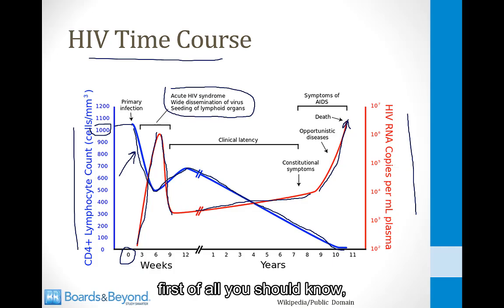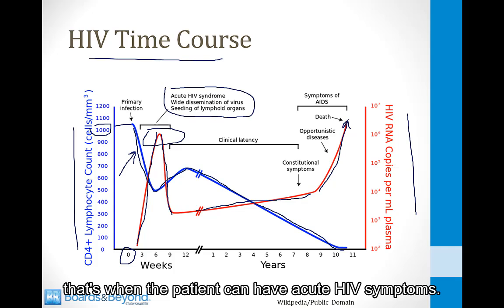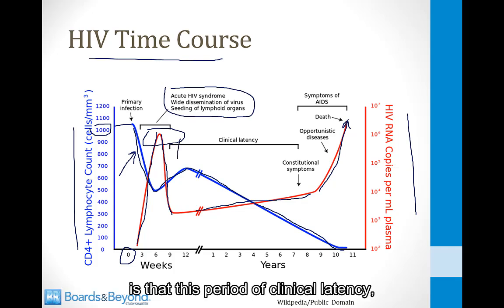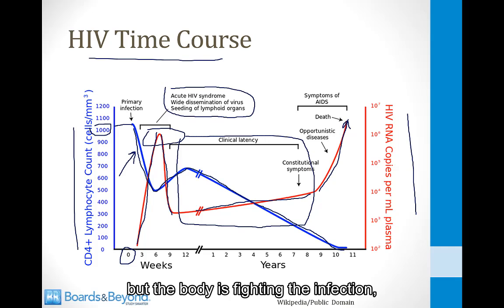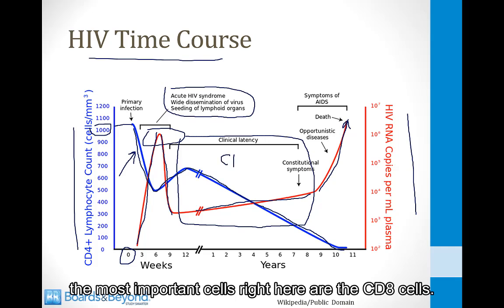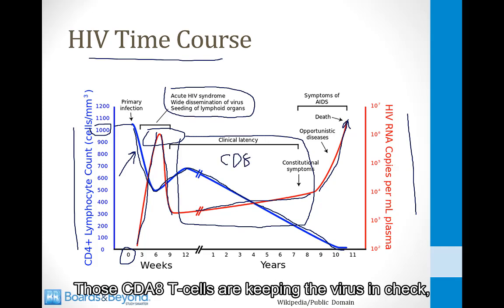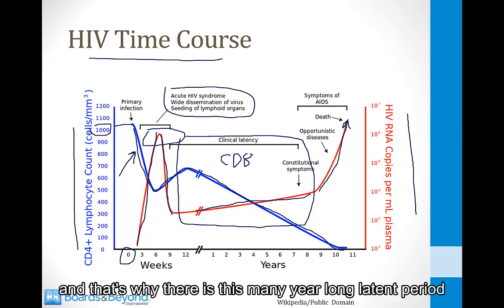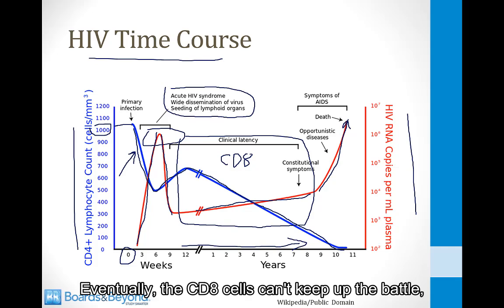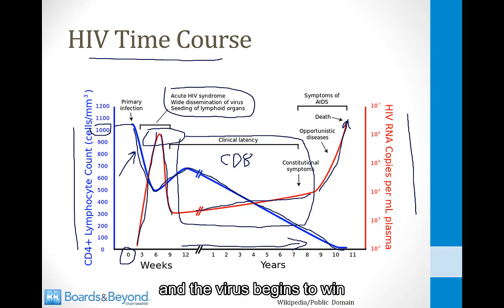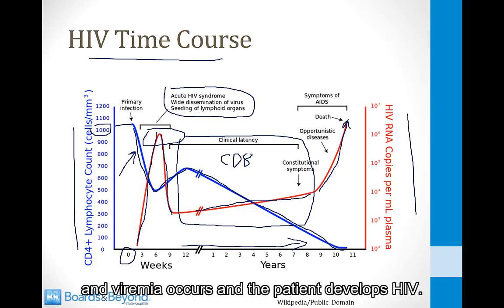A couple of key things to recognize about this graph. First of all, you should know that when the viral load is very high here, that's when the patient can have acute HIV symptoms. The second thing to know is that this period of clinical latency, when the patient has no symptoms, but the body is fighting the infection, the most important cells right here are the CD8 cells. Those CD8 T cells are keeping the virus in check, and that's why there is this many-year-long latent period where the patient doesn't know they have an infection. Eventually, the CD8 cells can't keep up the battle, and the virus begins to win, and the CD4 cell count starts to fall, and viremia occurs, and the patient develops HIV.